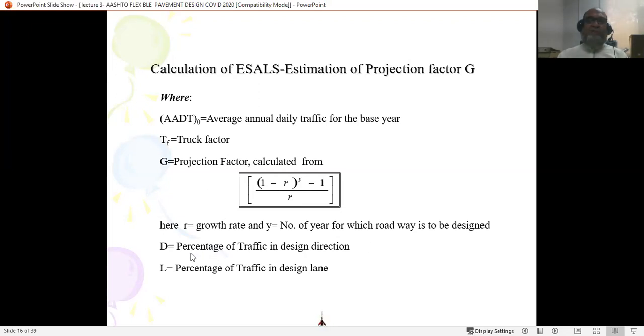Then we must know what is the percentage of traffic in the design direction. Actually, we calculate the whole traffic and then divide it direction-wise. One going to the north, the other coming from the north. So this is called the design direction. And then for pavement, we always design the lane that is being occupied by the trucks. So we say, percentage of traffic in the design lane, and here the traffic means the vehicles that have more than 6 wheels.